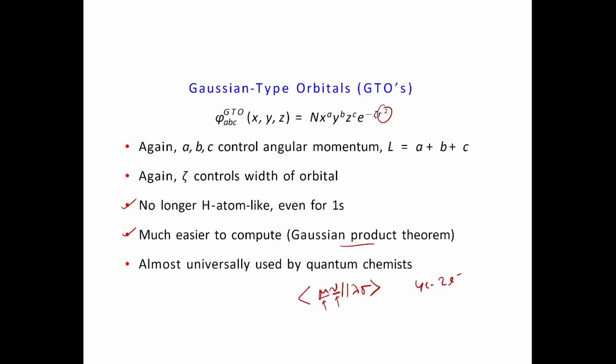It says that if you take a product of two Gaussians, it actually gives you back another Gaussian whose exponent is the summation of the individual ones, and it is centered on a different center, but it still remains a Gaussian. So these four-center two-electron integrals reduce to two-center two-electron integrals, and your integral generation is much faster. So that's why people use Gaussians as the basis, and this is almost universally used by quantum chemists.